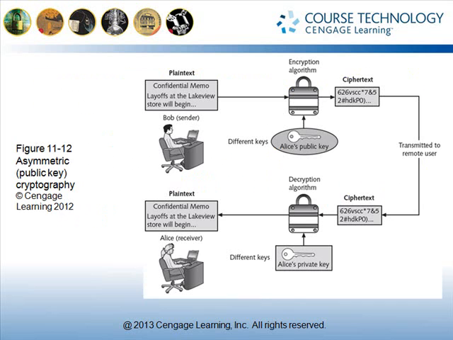Here's a figure that illustrates that. Bob takes the plain text and, using Alice's public key, creates ciphertext and sends it to Alice. Alice then takes the ciphertext and uses her private key to decrypt. So we have two keys. Alice's public key that anybody in the world can have, but Alice's private key is the one that she must keep confidential.